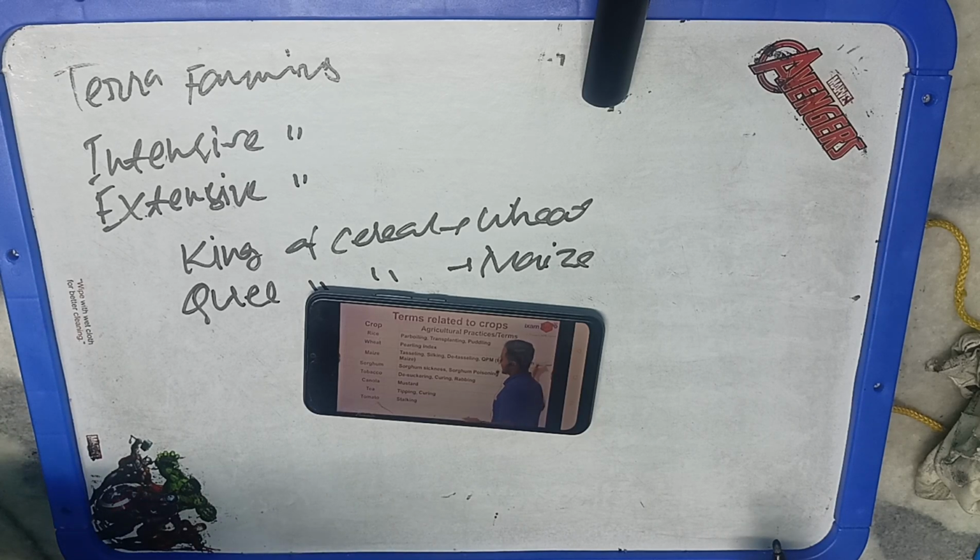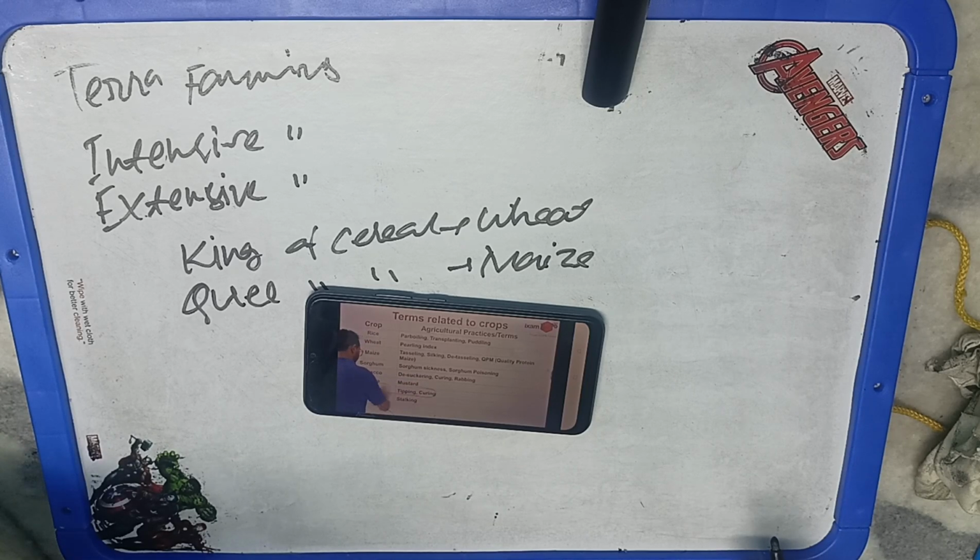Then these are some important terms related to various crops, and they are important because many a time a question is asked from this particular topic. Like rice: these processes are associated with rice, like parboiling, transplanting, and budding. Similarly in wheat, maize: tasseling, silking, detasseling, QPM. Sorghum: sorghum poisoning. Tobacco: desuckering, curing, and wrapping. Canola is associated with mustard. Tea: tipping and curing.